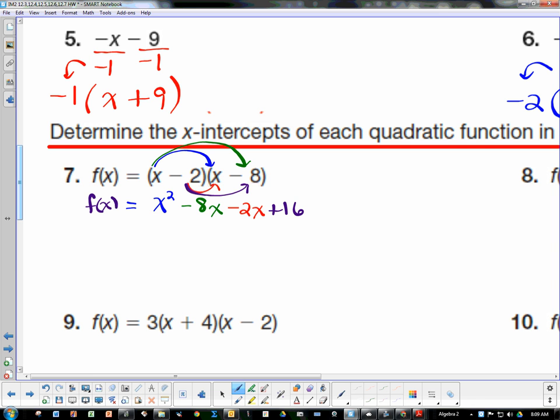All right, I'm going to bring this down. This is f of x. One more time here. F of x is equal to, if you notice, aren't these like terms? These are like terms, so this can be x squared minus 10x plus 16. This is absolutely not what homework is asking you to do, but I want to point out that this is in standard form, and the way they're writing it is in factored form.